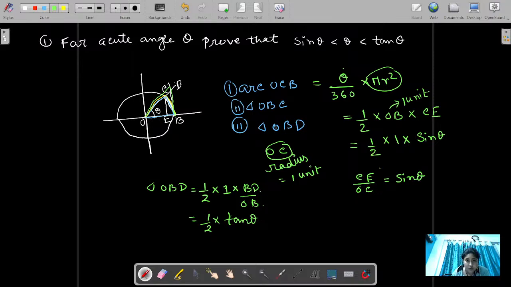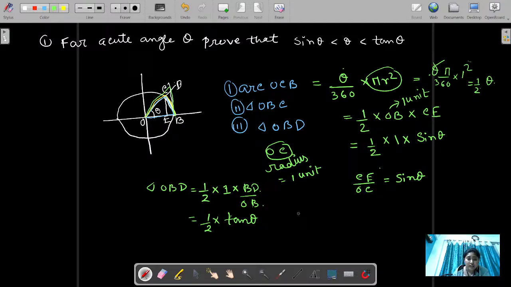And one more thing: R is equal to 1, right? Theta will be theta only, and this is theta by 360 into pi, and R is 1, so 1 square is 1. So this is going to be half into theta only, right?